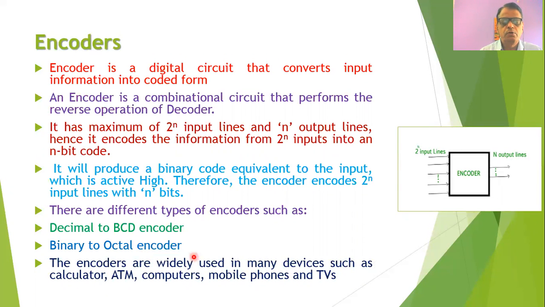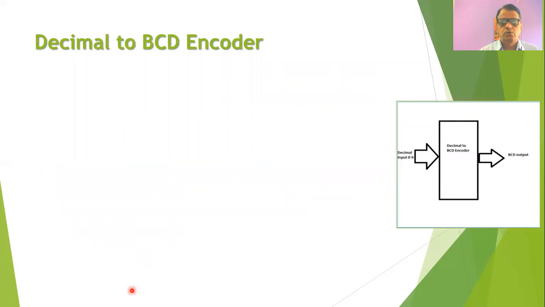Encoders are very useful combinational circuits because they can be used in many devices such as calculators, ATM machines, computers, mobile phones, and even in our televisions. So let us go for the discussion of the decimal to BCD encoder.